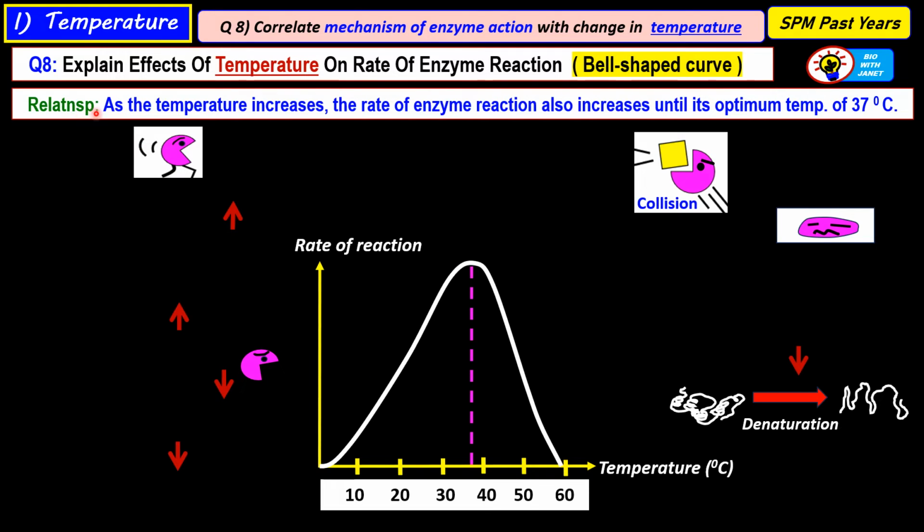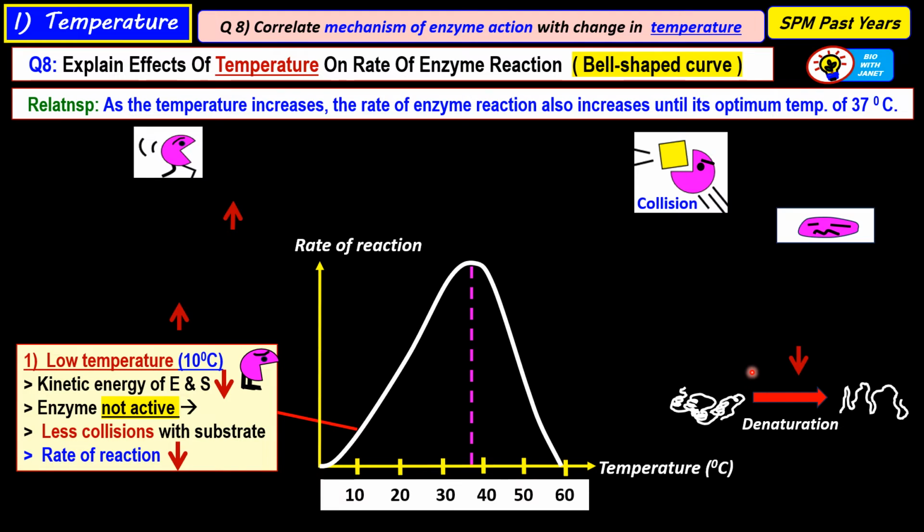Now, basically, the relationship is as the temperature increases here, the rate of enzyme activity increases until its optimum temperature of 37 degrees Celsius here. Now, after that, as the temperature increases, the rate of reaction will decrease already. Okay, will decrease. So let's find out how to explain each part of the curve. So let's start with the lowest part of the curve at low temperatures of, let's say, 10 degrees Celsius.